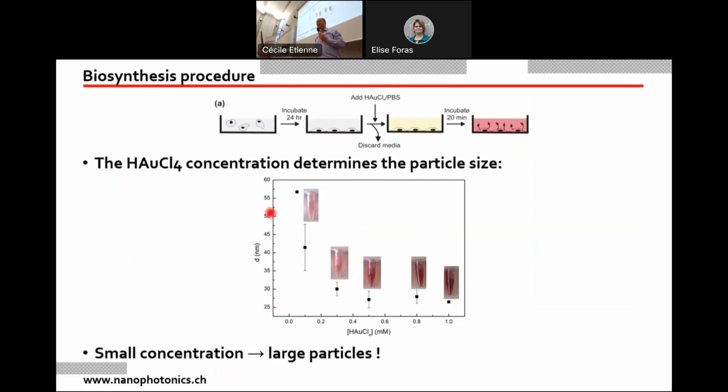So as mentioned, we incubate our cells and we add the gold salt. And then after 20 minutes, we have some gold nanostructures that have been produced. Very surprising thing is that if we put a high concentration of the gold salt, we will have very tiny particles. We would have expected just the opposite. We would have thought, okay, if we put a lot of gold salt, we would have very large particles because there is a lot of material to be reduced, but it's just the opposite. So that was also a first surprise.